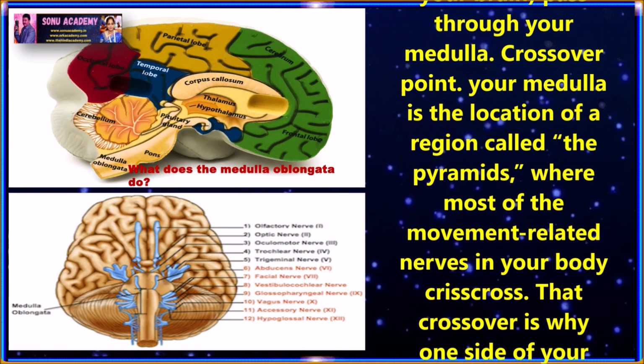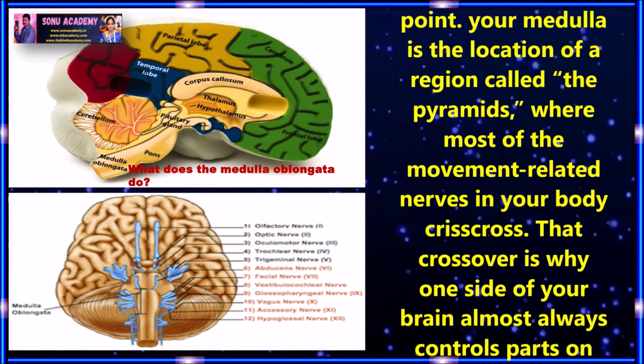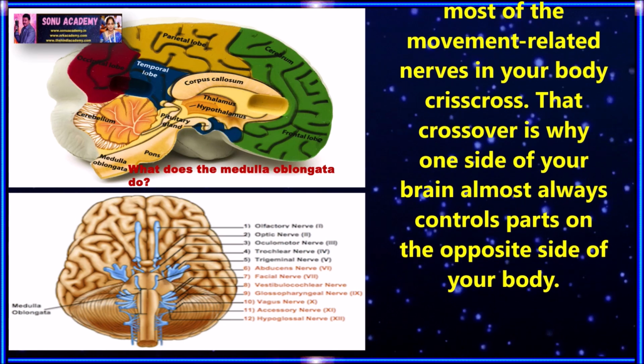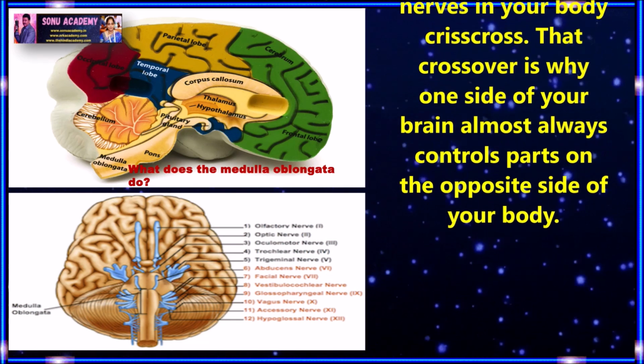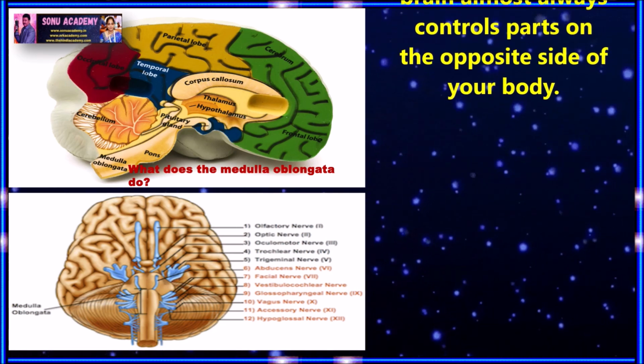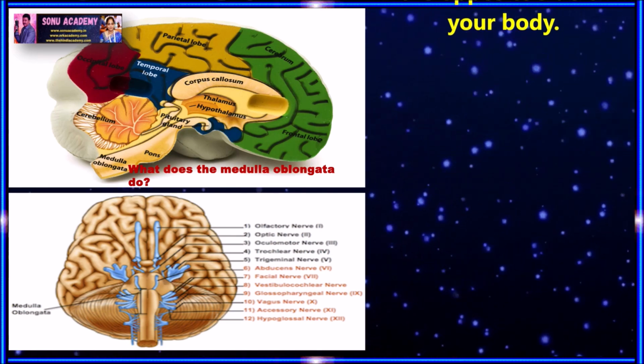Crossover point. Your medulla is the location of a region called the pyramids, where most of the movement-related nerves in your body crisscross. This crossover is why one side of your brain almost always controls parts on the opposite side of your body.